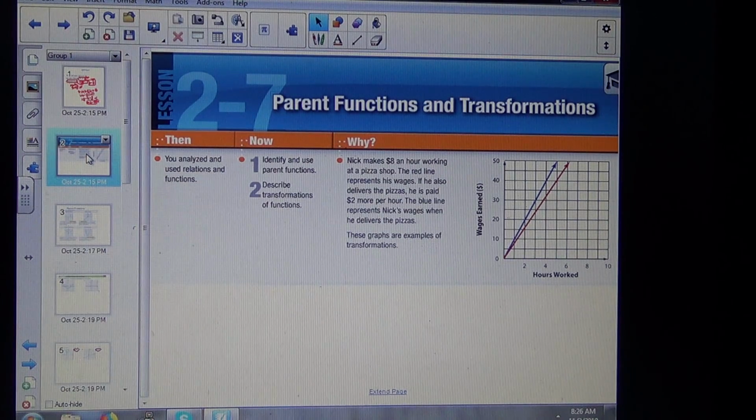These graphs are examples of transformations. So he gets more money. If you guys notice, the slope on the blue line is steeper. He makes more money when he delivers because he gets the $2 per hour charge extra. Okay? And that's a linear function when they talk about functions.